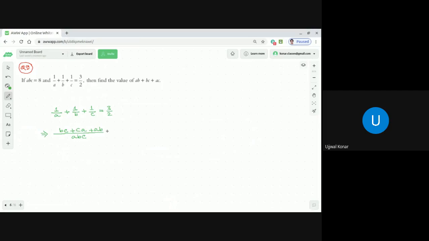Any doubt here, dear students? That is equal to 3 by 2, correct or not? If there is no doubt, so ab plus bc plus ca is equal to 3 by 2 into abc. What is abc? abc is given as 8. So we get the value of ab plus bc plus ca is equal to 12. Correct? Okay, sir, got it.